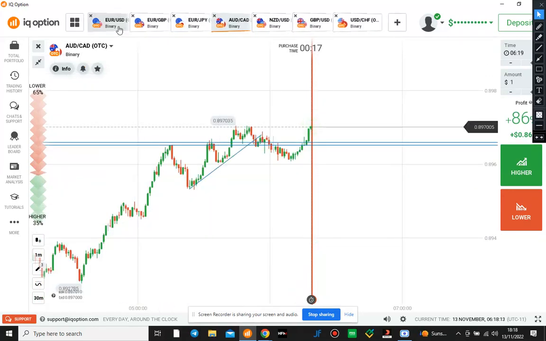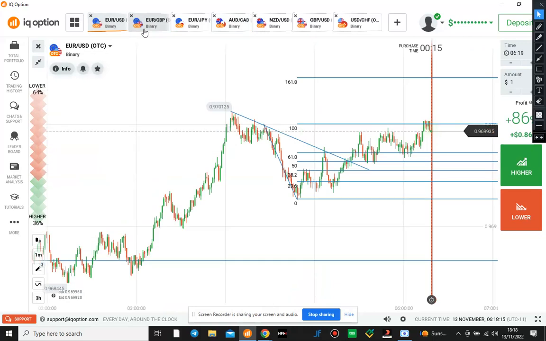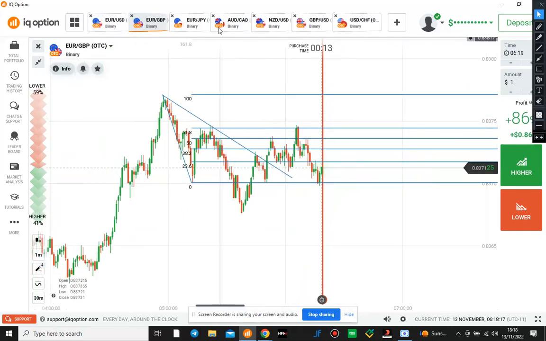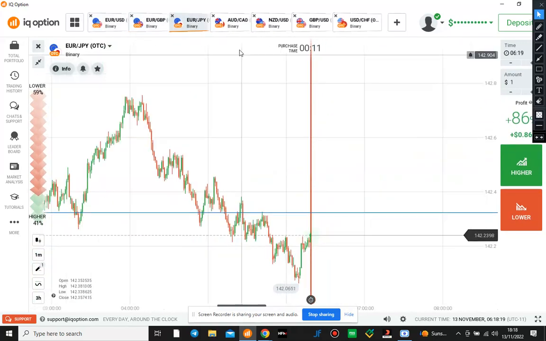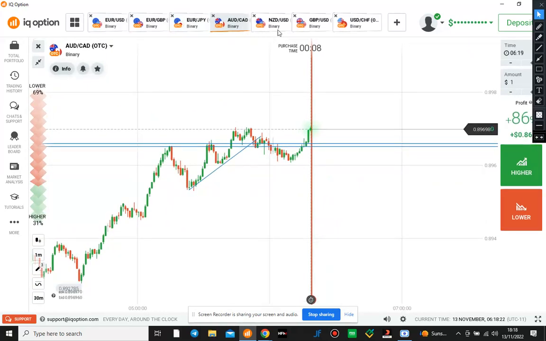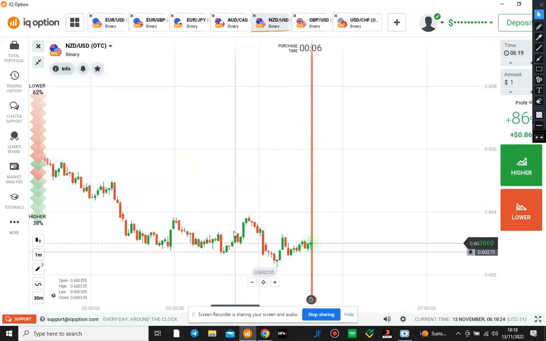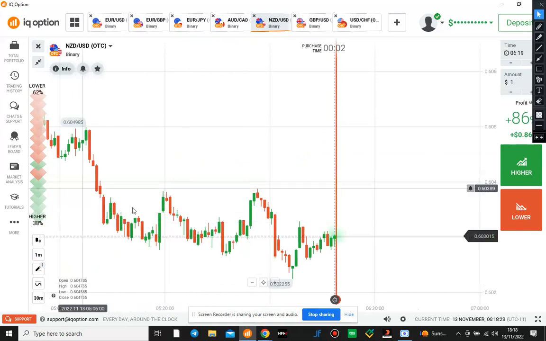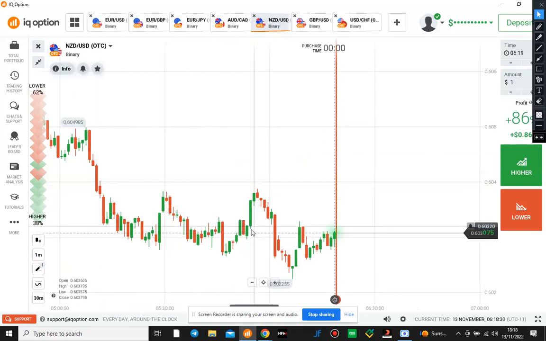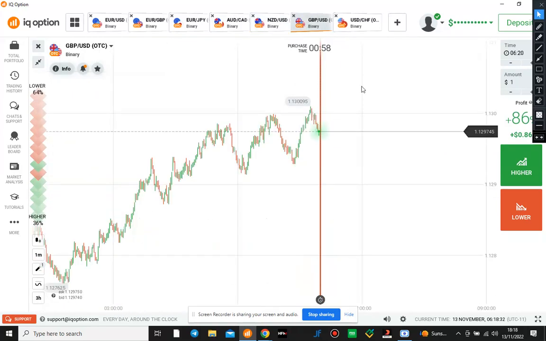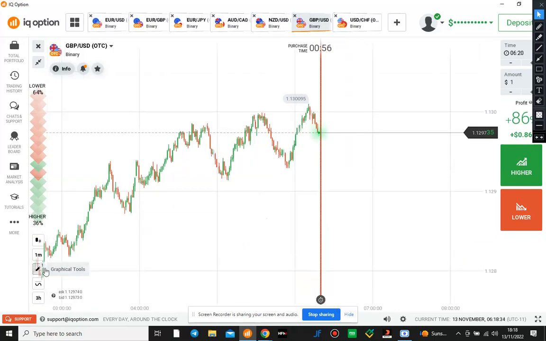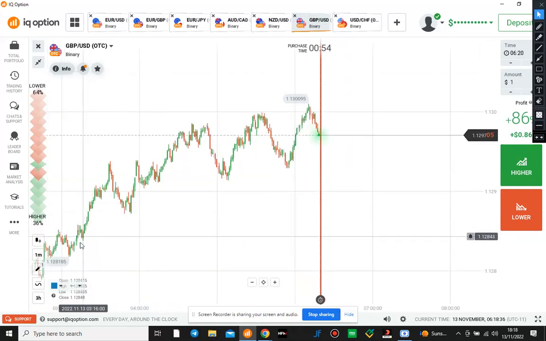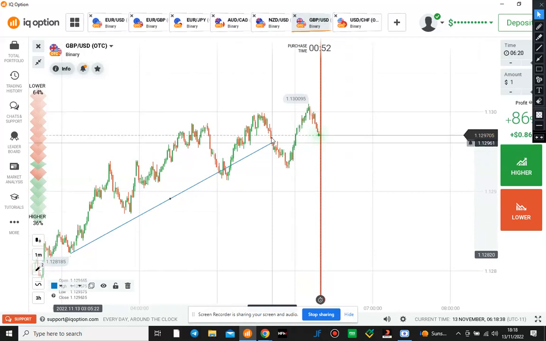A ranging market like this. Don't trade if you want to use Fibonacci. Don't use Fibonacci in a ranging market like this. So it's not proper to trade. It's not right to trade Fibonacci on a ranging market.